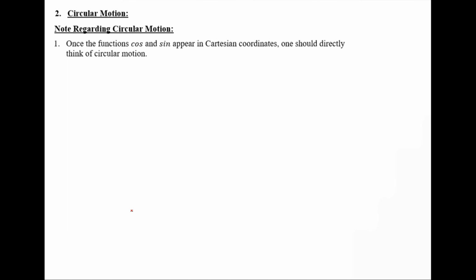Notes regarding circular motion. How can we know that we're talking about circular motion? Note 1: once the functions cosine and sine appear in Cartesian coordinates, one should directly think of circular motion. Whenever x and y are given in terms of these trigonometric functions, you should directly think of circular motion. It doesn't mean it is necessarily dictated by circular motion, but you should consider this option.